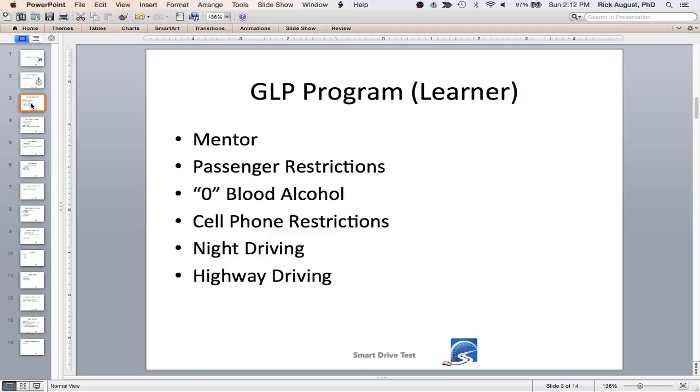And I know in Ontario and perhaps other jurisdictions as well, they have restrictions on freeways that you can't drive on. For example, you can't drive on the 401 in Ontario or on the QEW, the Queen Elizabeth Way, unless you're with a licensed driving instructor. So those are some of the restrictions that you're going to face in a learner's program.